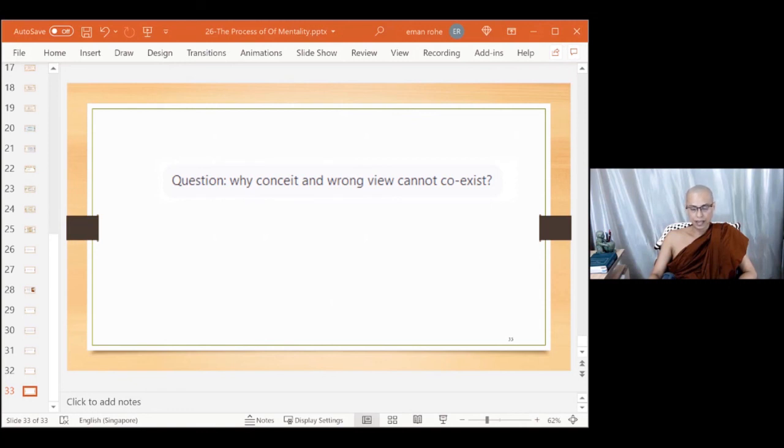Then in the second level, we will discuss completely why and how they cannot coexist, and we can find the specific conditions. For now, it is difficult to bring this issue in here. Okay, very good question. We need to discuss it in the next level, when we study the Abhidhamma Vibhavini.